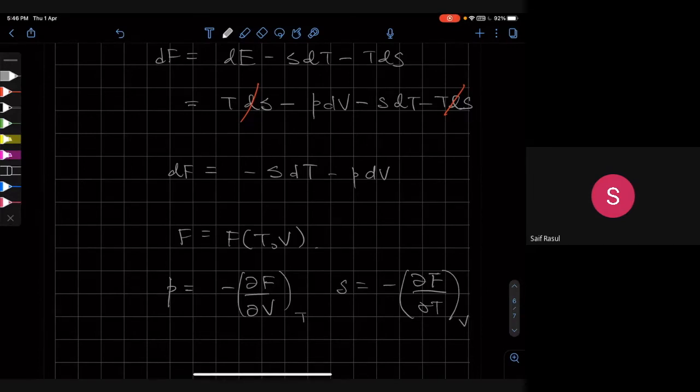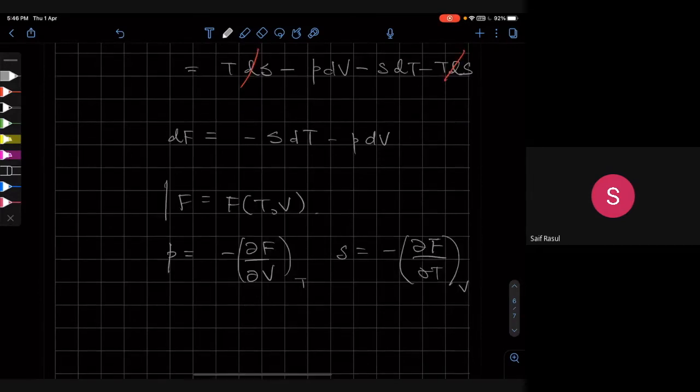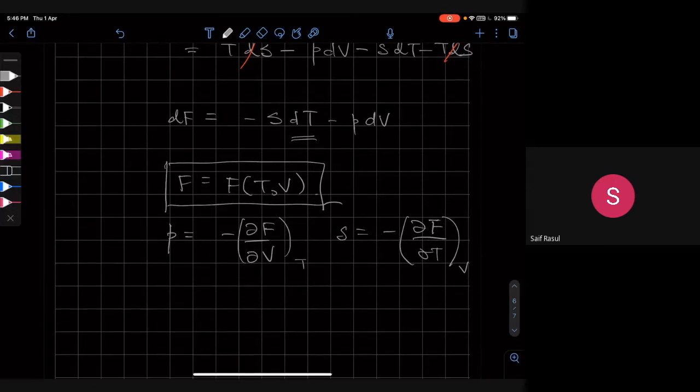Okay, so this is the free energy, and because it's got dT in it, we see that if we keep the temperature constant, free energy is related to the work that is done by the gas.